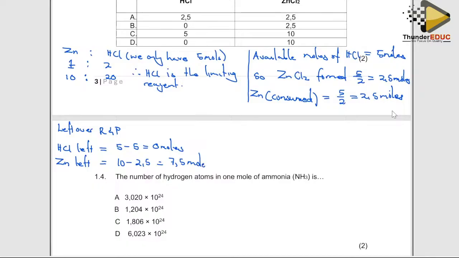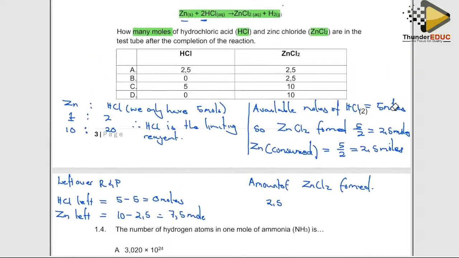Then after that, I'm going to say the amount of zinc chloride formed on the product side. So the amount of ZnCl2 formed, right? This is the amount that was actually formed on this side. I'm having a value of 2,5, right? So now we can go ahead and look at our answers, right? How many moles of HCl and zinc chloride are in the test tube after the completion of the reaction, right?